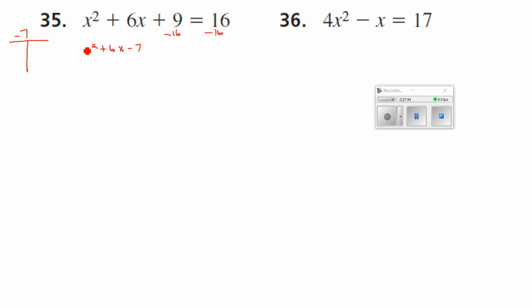Well, negative 7 can only be made by doing negative 7 times 1 or negative 1 times 7. And 7 minus 1 is 6. So I'm thinking this is factorable. They're saying also that the left side is a perfect square trinomial. So we could use the square root method. Okay. I think we could have done either way there.